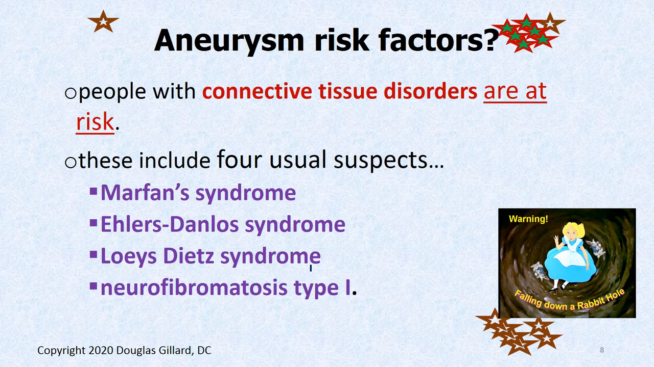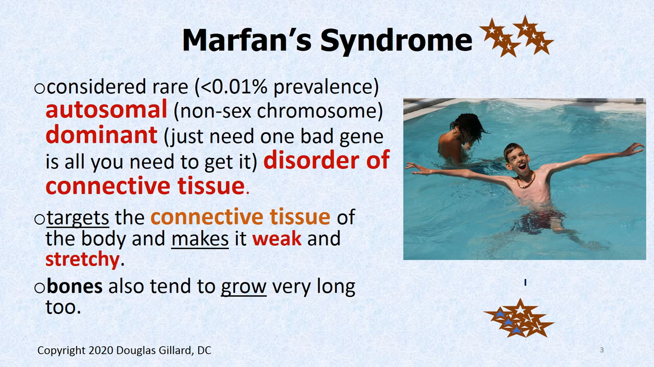So what are some risk factors for developing aneurysms? Well, we have to talk about the connective tissue diseases, and you need to know these like the back of your hand. Marfan's, Ehlers-Danlos type 4, the vascular type, Loeys-Dietz syndrome, neurofibromatosis 1. They can all put you at risk for developing an aneurysm. That's where we're headed. So let's start off with Marfan syndrome.